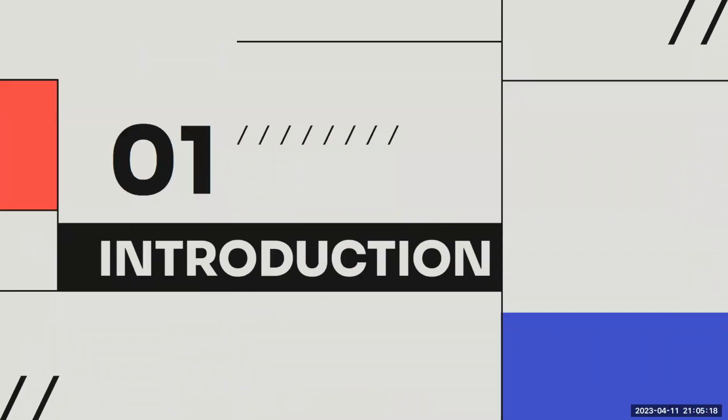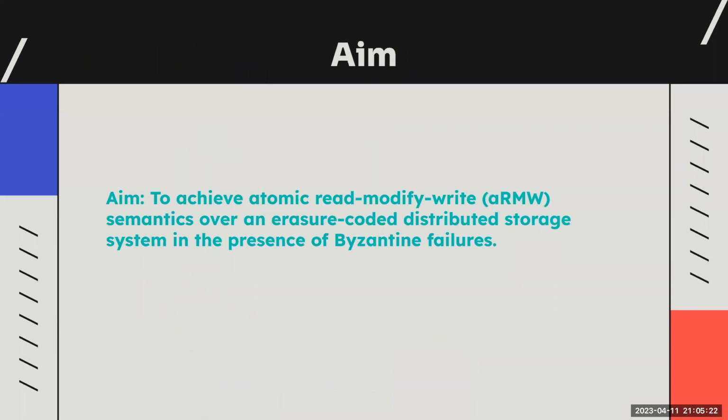Here's an overview of my presentation. I'll begin by giving a brief introduction of the background and goal of this project. The aim of this project was to achieve atomic read-modify-write (ARMW) semantics over an erasure-coded distributed storage system in the presence of Byzantine failures. In the upcoming slides, we will quickly cover the background of the relevant technical aspects.